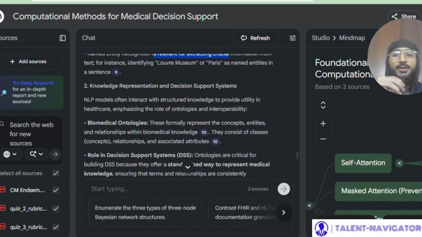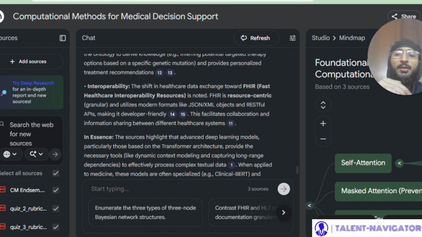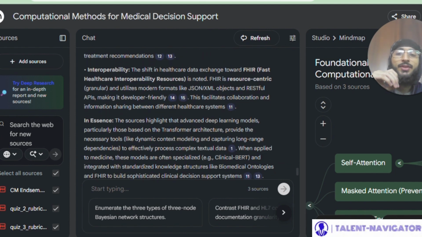Then we have knowledge representation and decision support systems. So NLP models often interact with structured knowledge to provide utility in healthcare, emphasizing the role of ontologies and interoperability. Then biomedical ontologies, which formally represent the concepts, entities, and relationships within biomedical knowledge. They consist of classes, concepts, relationships, and associated attributes. Role in decision support systems, DSS: ontologies are critical for building DSS because they offer a standardized way to represent medical knowledge, ensuring that terms and relationships are consistently understood across different systems. Right. Moving on, interoperability. The shift in healthcare data exchange towards Fast Healthcare Interoperability Resources is noted.